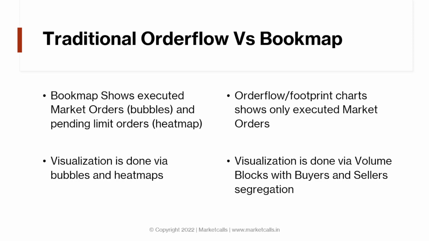Bookmap also does a beautiful visualization. In traditional order flow charts, visualization is done in the form of volume blocks with buyer and seller segregation, which is more about numbers. Here, instead of numbers, you can easily visualize in the form of bubbles.